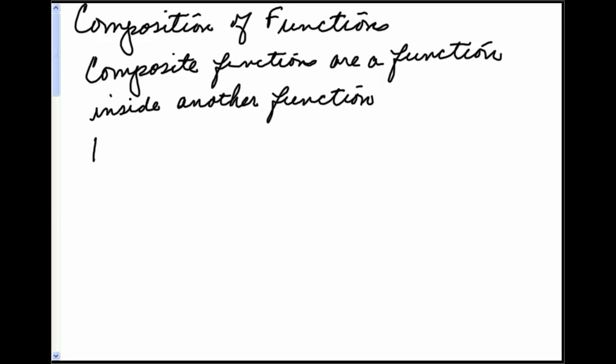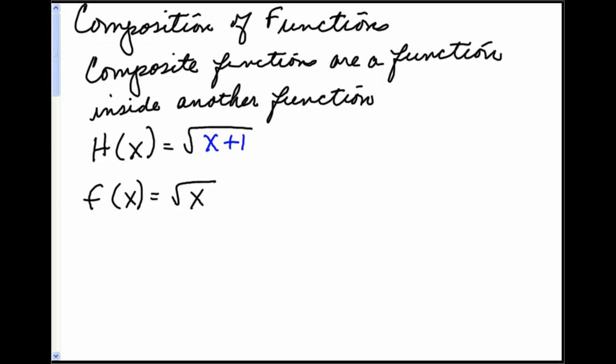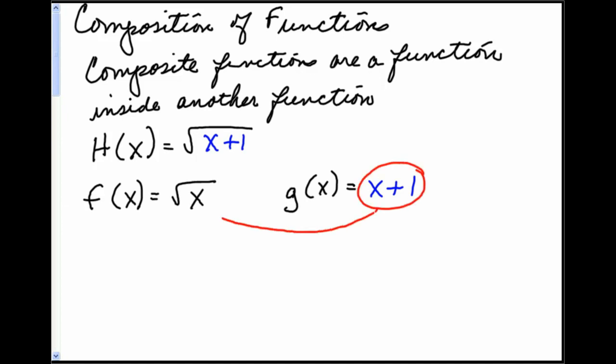An example is h of x equals the square root of x plus 1. So this x plus 1, this expression, is a function underneath the radical sign. So we would have the function f, which would be the square root of x, and we would have the function g of x, which would be that x plus 1. The x plus 1 is replacing, or it's inside, underneath the radical, it's replacing that x.